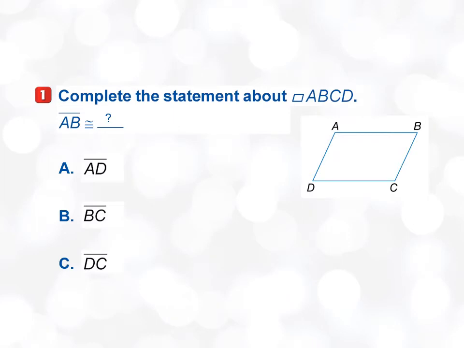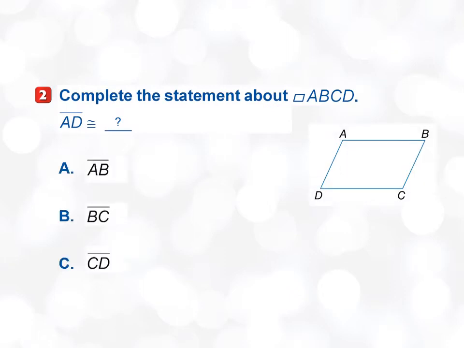Let's check your understanding from the previous lesson. Complete the statement about parallelogram ABCD. Segment AB is congruent to what? AD, will it be BC or DC? What do you think? Yeah, of course the answer is segment DC. Opposite sides are parallel, right? And they are equal.